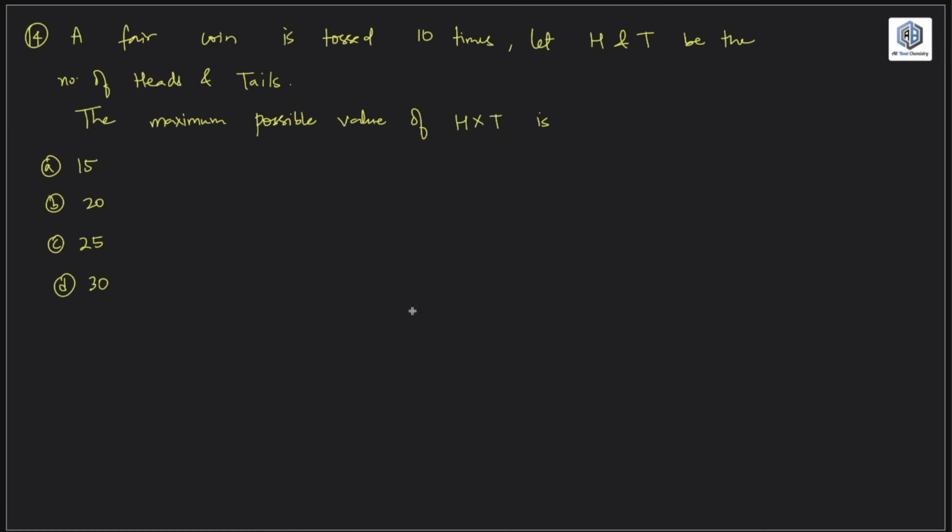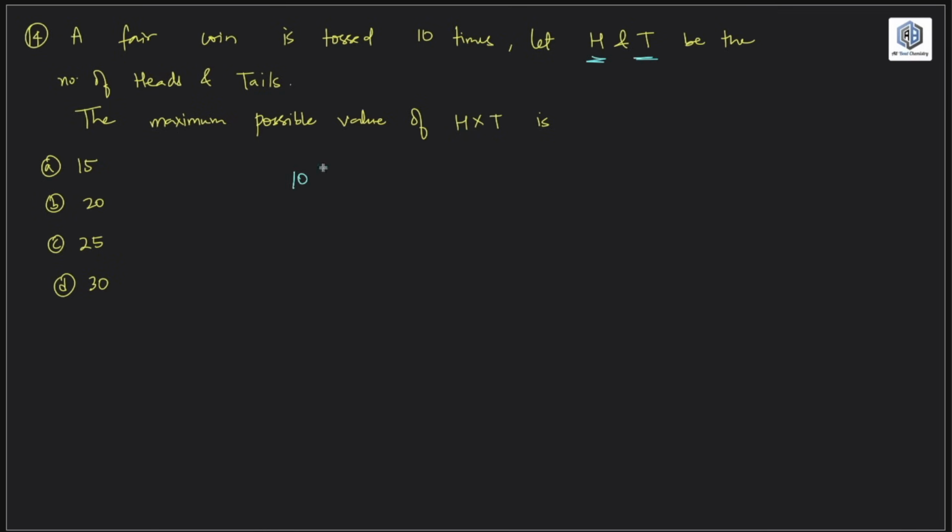Okay, let's take the next question. It says that a fair coin is tossed 10 times, and let H and T be the number of heads and tails which you get. So the maximum value of H into T is how much?